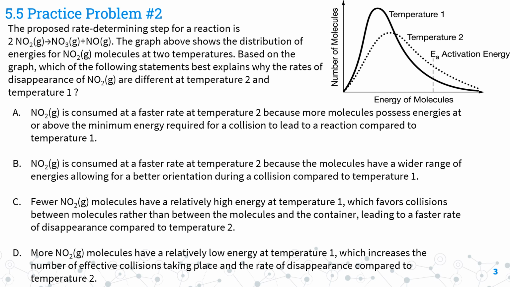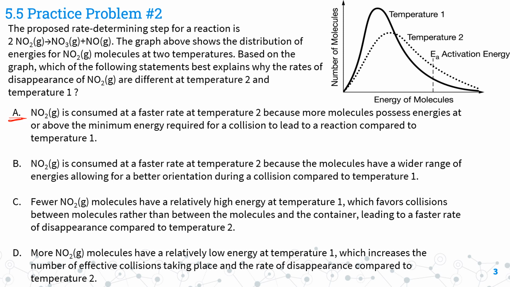A says nitrogen dioxide is consumed at a faster rate at temperature 2 because more molecules possess energies at or above the minimum required for collisions to lead to the reaction compared to temperature 1. Okay, so it's not a bad answer. I'm going to underline it and circle back.